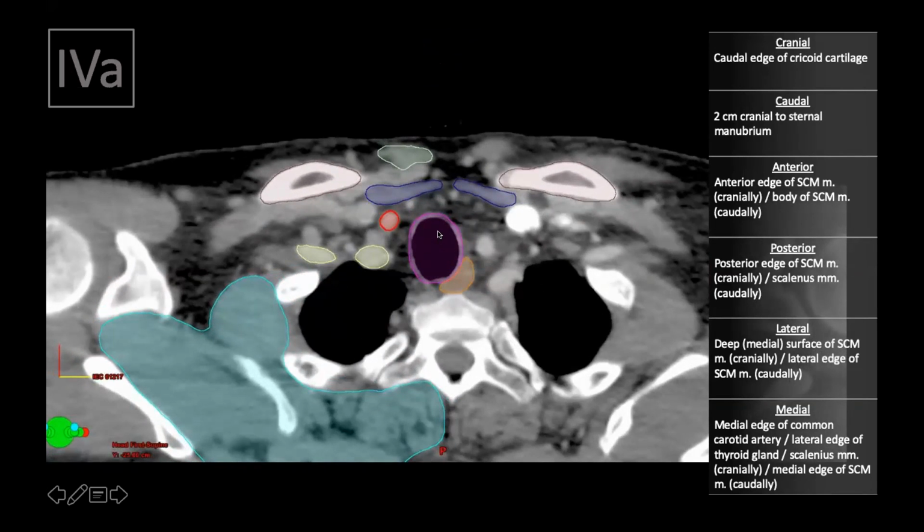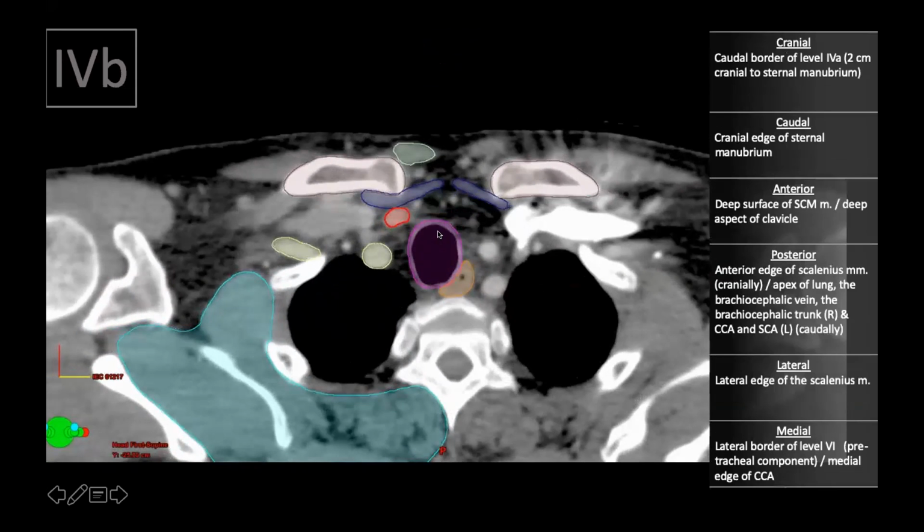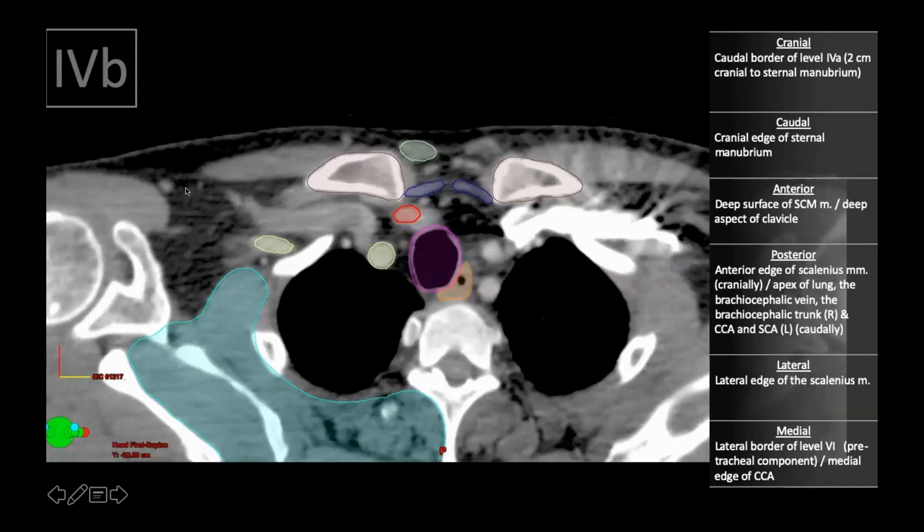At 2 centimeters cranial to the manubrium sternum, which I've counted on this cut, your level 4B will start. So at this level, your level 4B will start. Okay, we'll see the contours now.